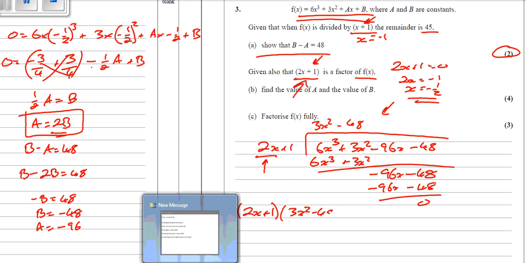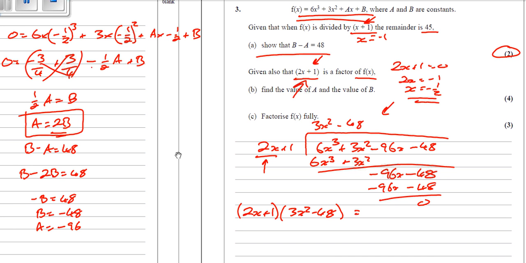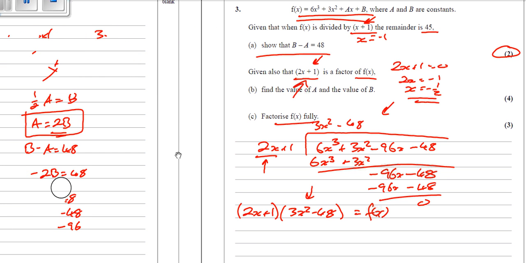Minus 48 equals f of x. But again, it says factorise that fully. So what we're going to need to do here is factorise this bit fully. Now, it doesn't look immediately obvious how to factorise that.